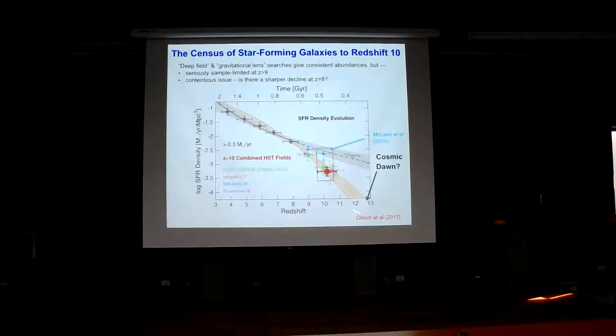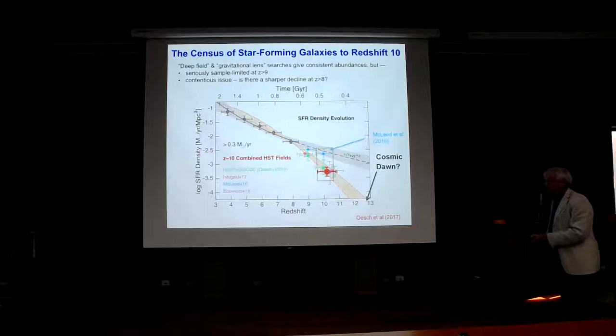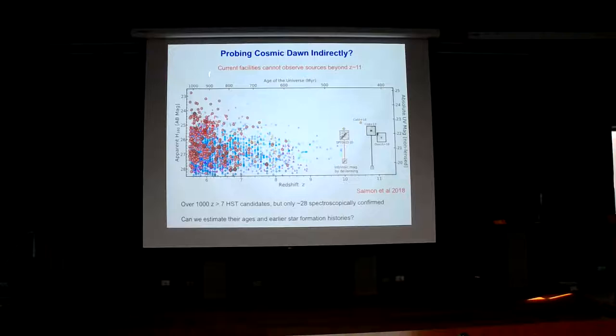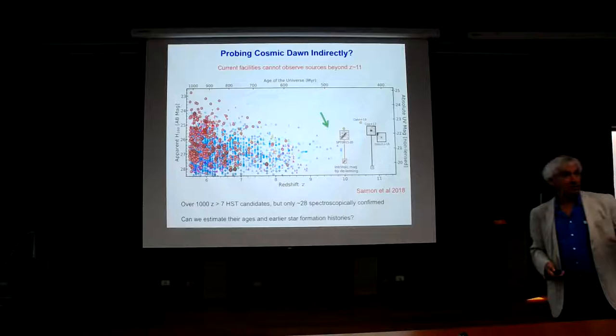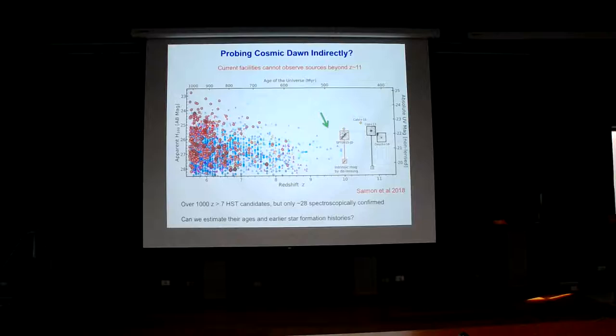Now, sadly, we can't observe with Hubble out here. Hubble doesn't go to long enough wavelengths to observe beyond a redshift of about 10. So one of the challenges is: is there any other way of exploring this period before we wait for future facilities? Current facilities cannot observe sources beyond a redshift of 11 or so. Is there any way of figuring out what happened out here? The answer is, we can take galaxies that are being seen as far as we possibly can and try to estimate how old they are, how long they've been there. Are they recent arrivals, or have they been there for 100 million or 200 million years?